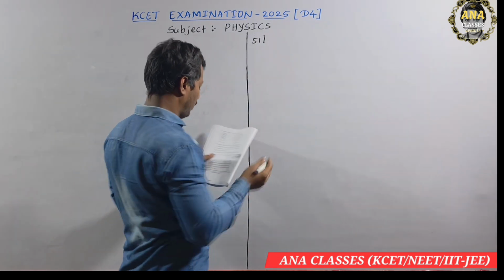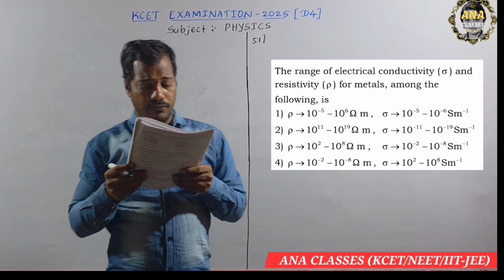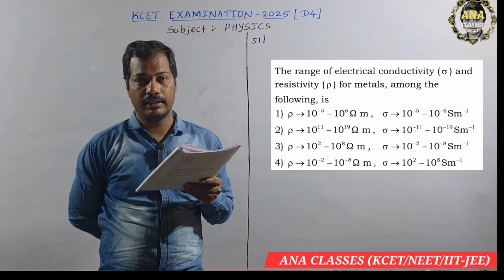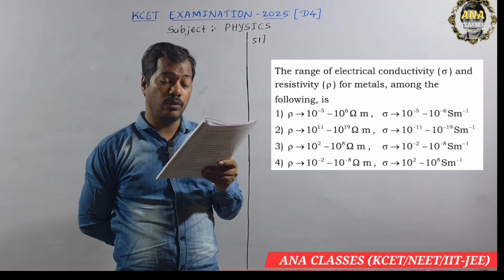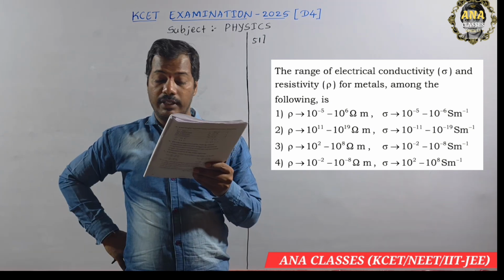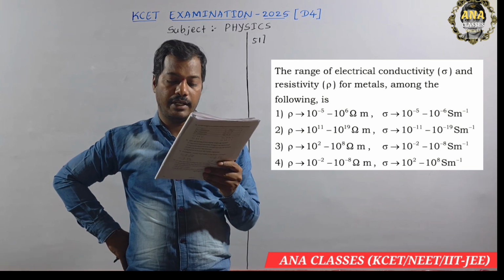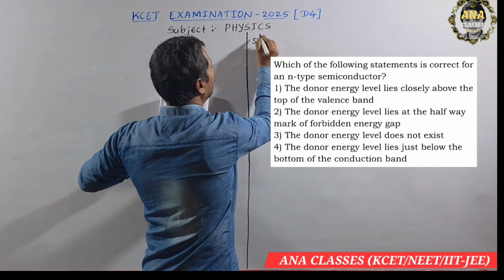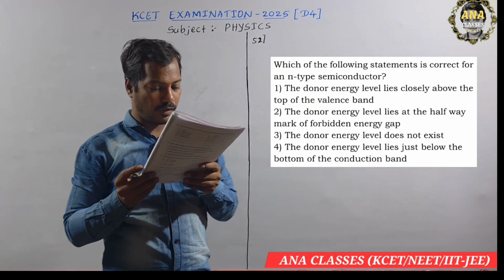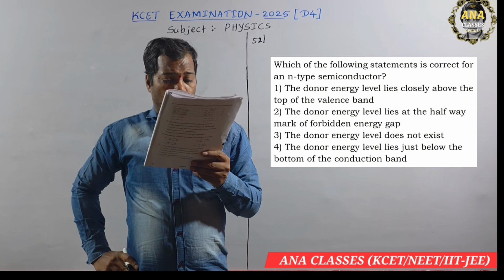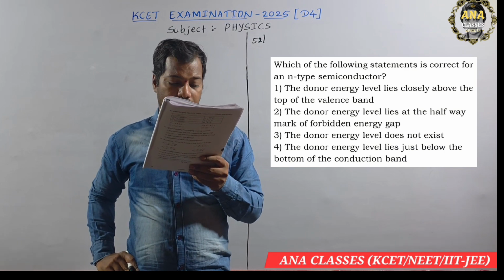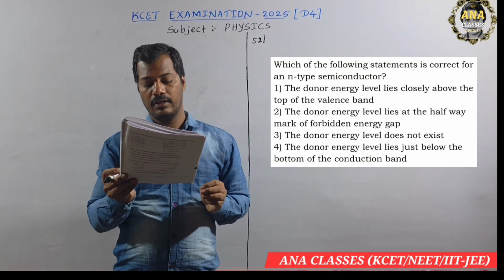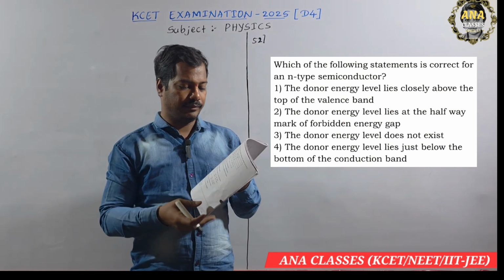Let's go to question number 51. The range of electrical conductivity and the resistivity of the metals, that is, conductors. For conductors, conductivity should be high and resistivity should be low. Resistivity range is 10 to minus 2 to 10 to minus 8. Conductivity is more, 10 to plus 2 to 10 to 8. Correct. Next, question number 52. Which of the following statements is correct for an n-type semiconductor? Donor energy level just below the bottom of the conduction band. So option 4 is correct.